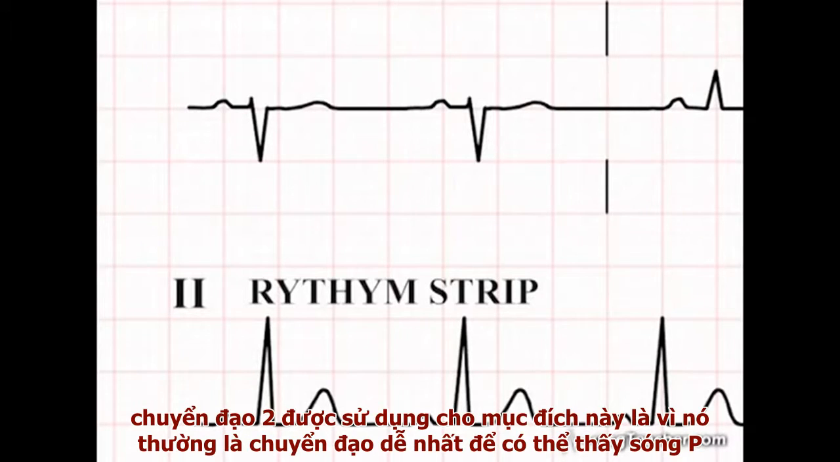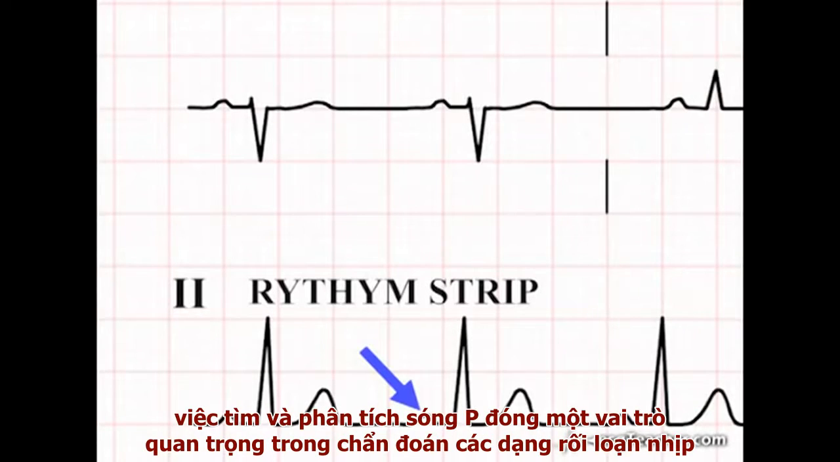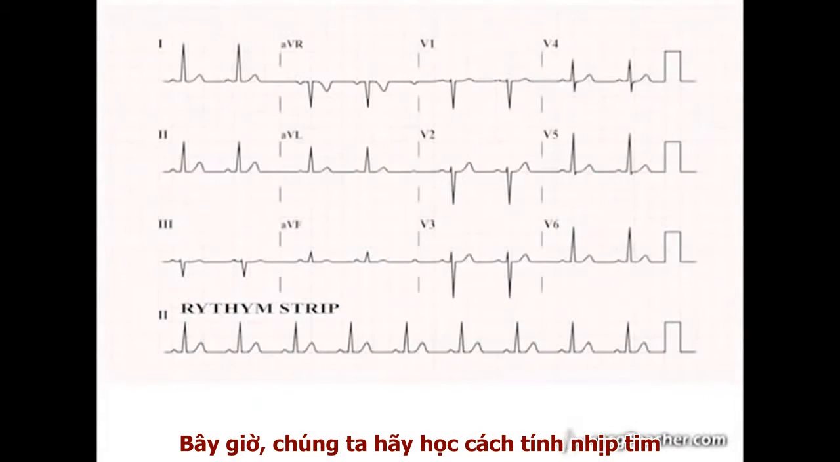Lead 2 is used as the rhythm strip as it is usually the easiest lead in which to see P waves, and as we'll see in subsequent sections, identification and analysis of P waves plays a key role in the diagnosis of rhythm disturbances on the ECG. For now, let's deal with the calculation of heart rate.